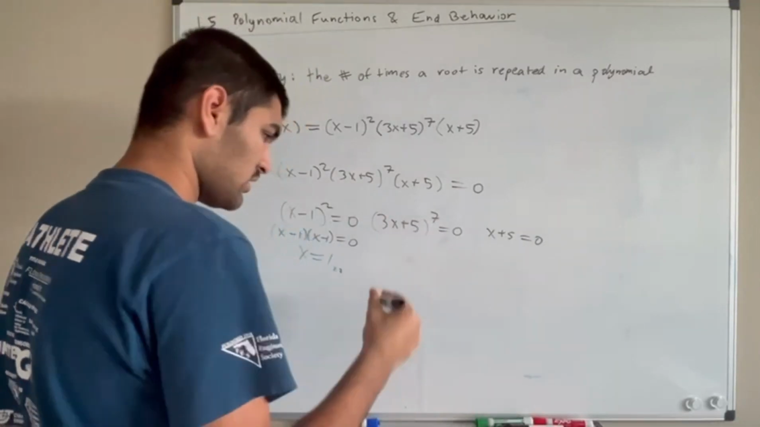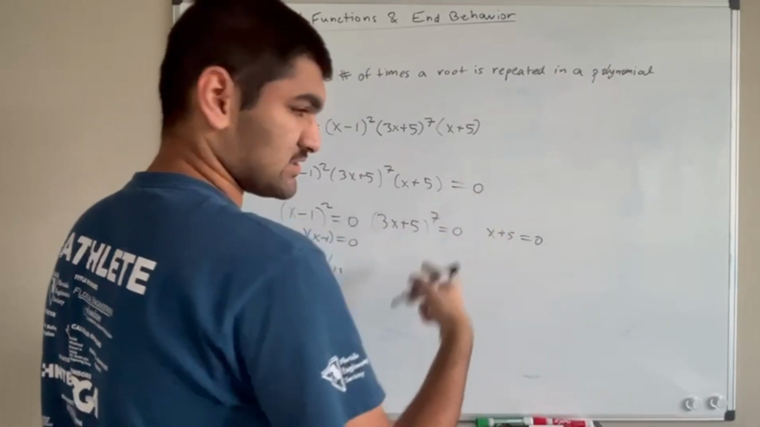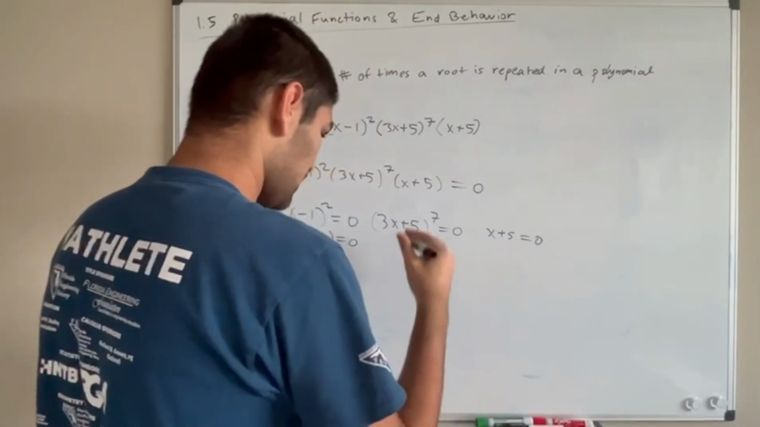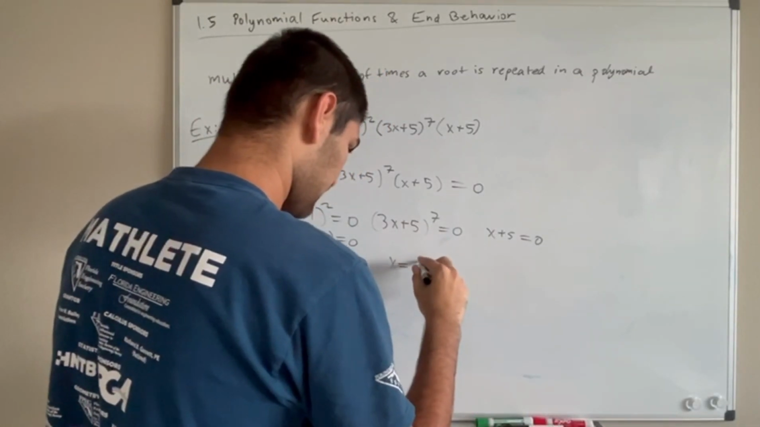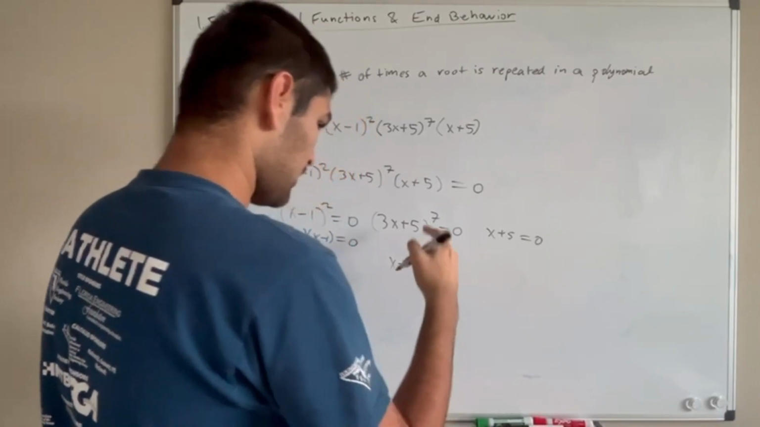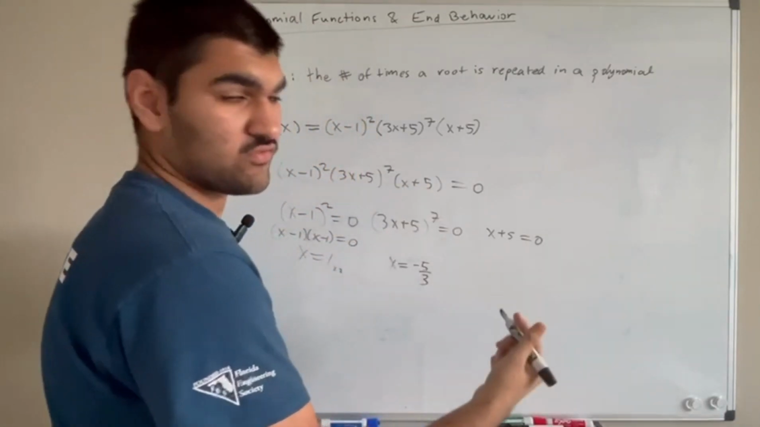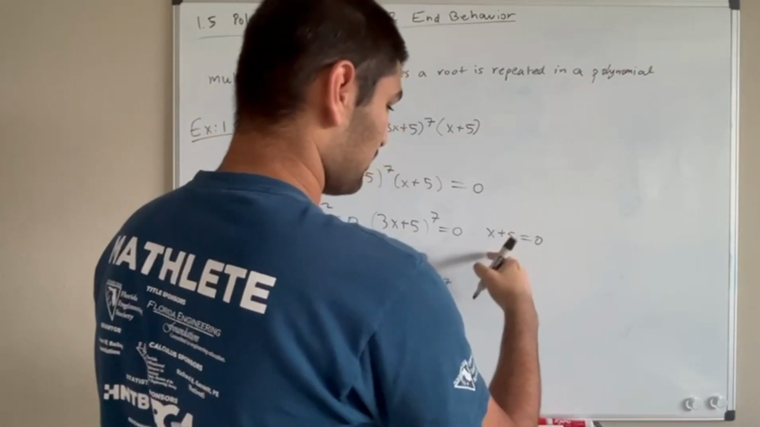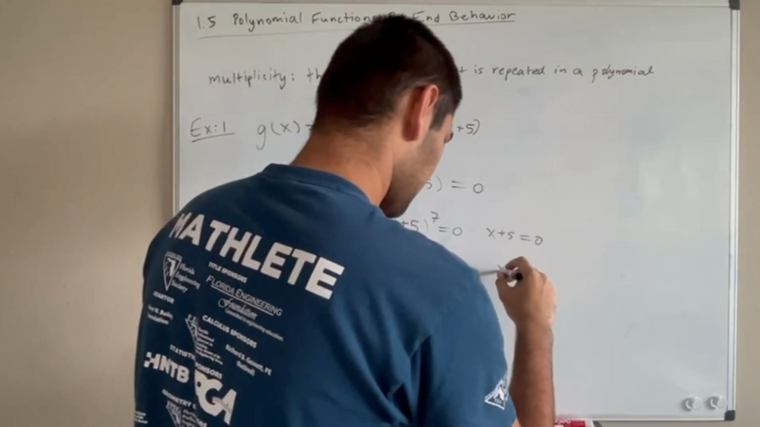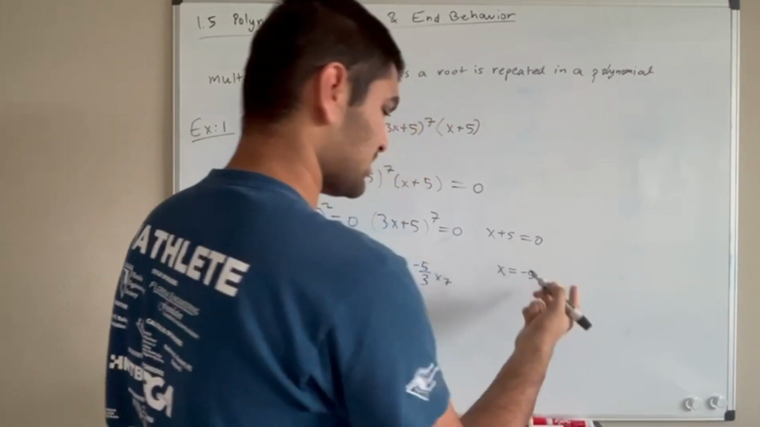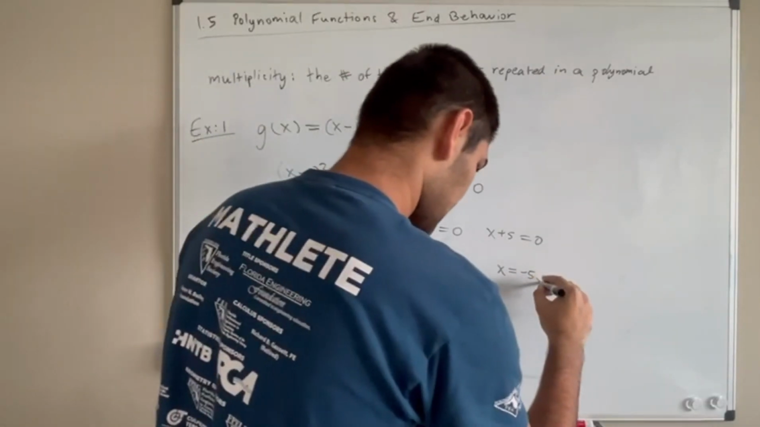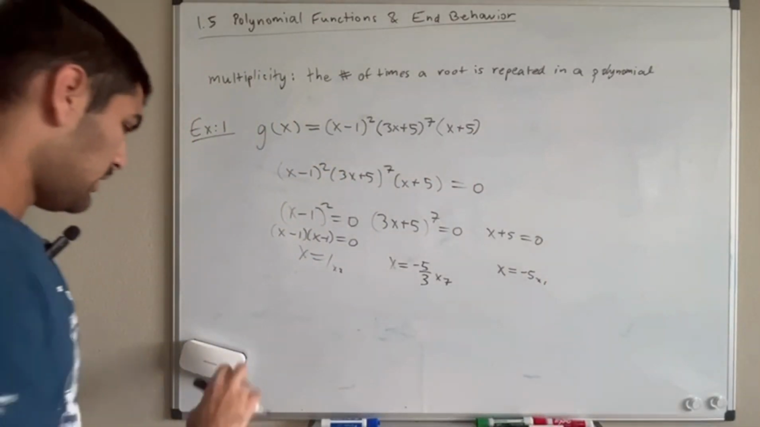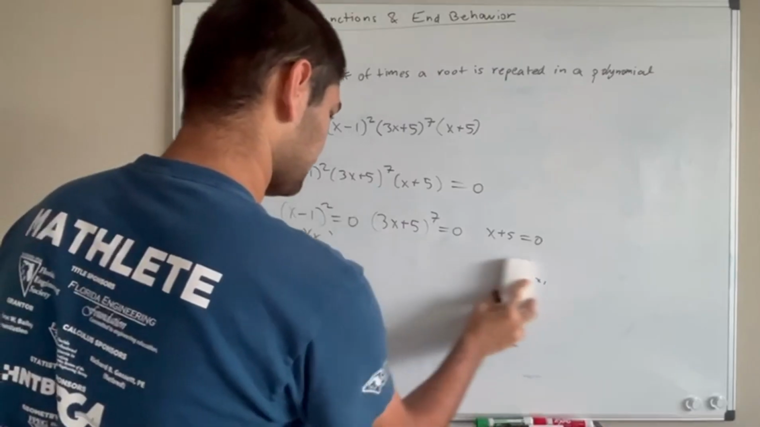Okay, for this one, (3x plus 5) to the 7th, that's the same thing as writing 3x plus 5 seven times. So here we just get x equals negative 5 over 3. But we have 7 of those factors, so the multiplicity is 7. And then here we only have one factor of x plus 5. So the multiplicity of the zero, which is negative 5, is just 1. So just say times 1. Okay, good. Now let's go on to another example.